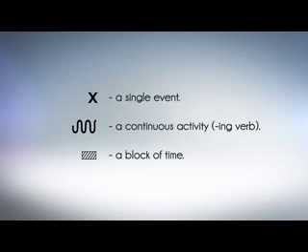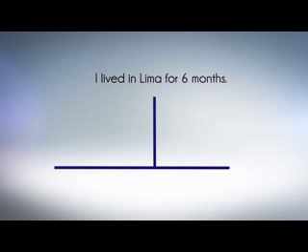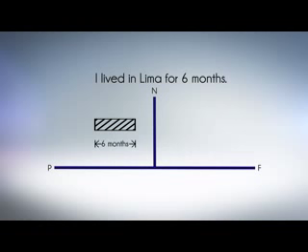Let's have a look at this sentence. I lived in Lima for 6 months. We could illustrate that using the timeline as follows. We use a block symbol to show a period in time. At some point in the past, I lived in Lima for 6 months. To make it clearer, you could label the block like this.